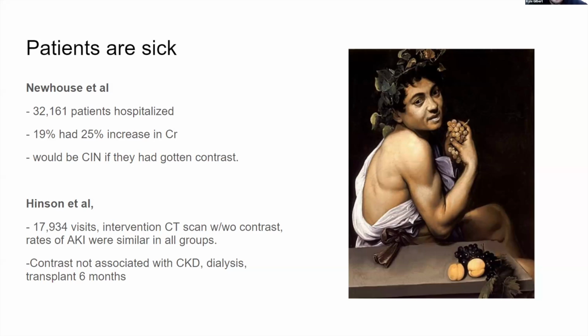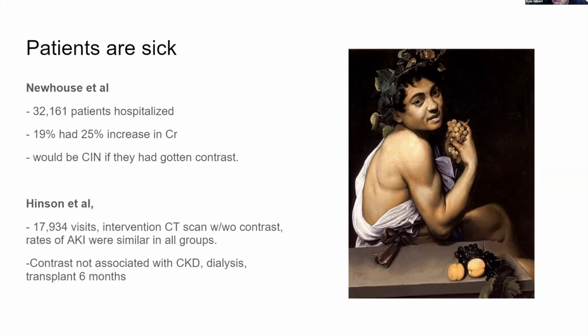Another study showed, this is more of a recent one, an ED visit. 17,934 ED visits. The intervention was CT scan with or without, and the rates of AKI were similar in all groups. Contrast is not associated, and then there's a secondary outcome of like CKD, dialysis, and transplants, and none of them had those outcomes in 6 months.